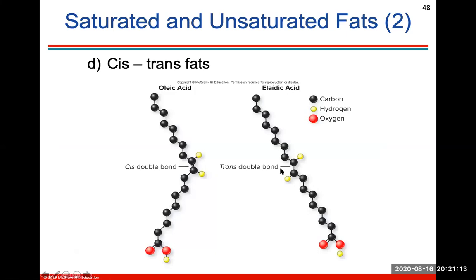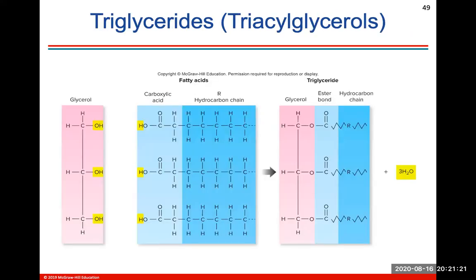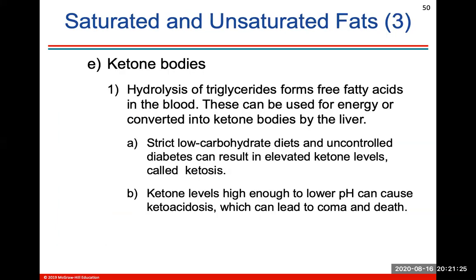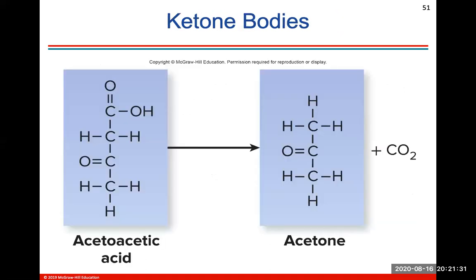And this kind of shows that double bond, whether it's cis or trans, just making it harder for them to be stacked on top of each other. Triglycerides then are shown here. This kind of shows saturated and unsaturated fats, the ketone bodies. I'm going to move over this for right now.